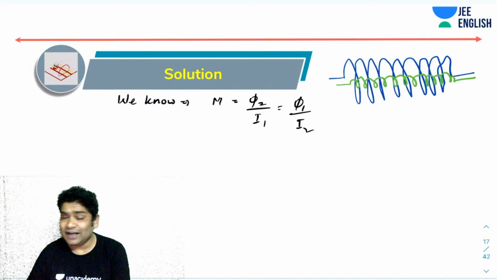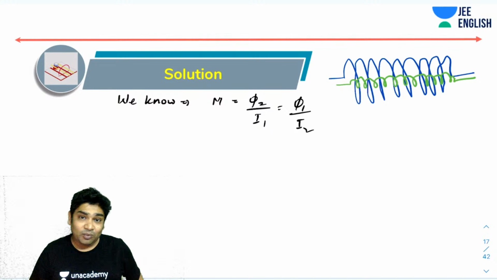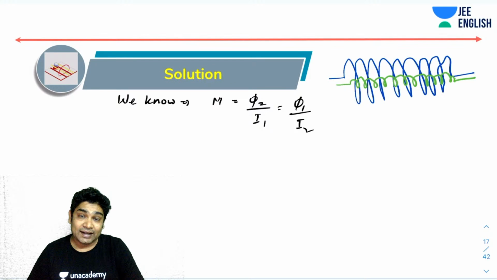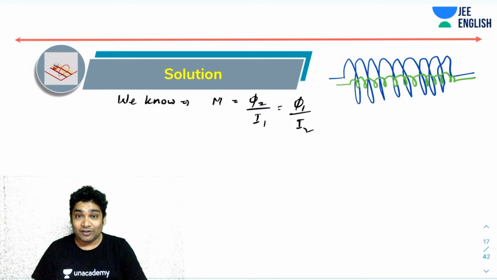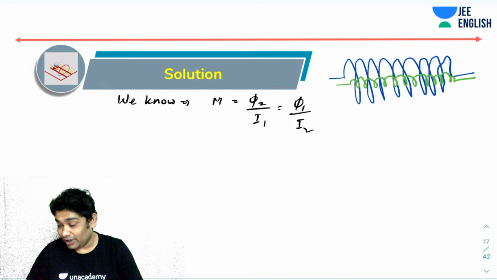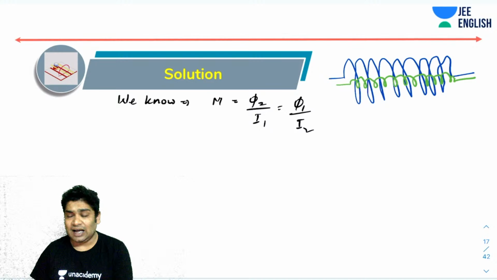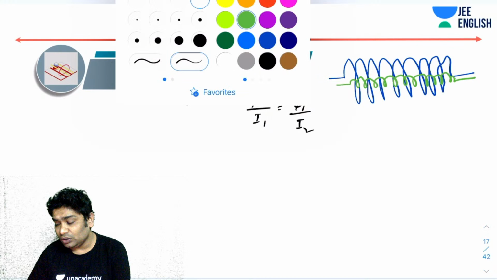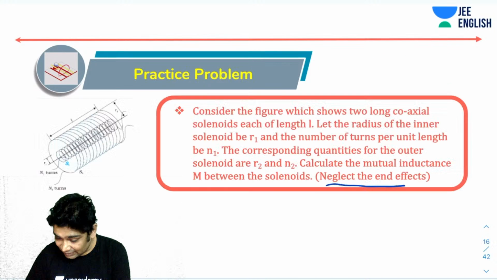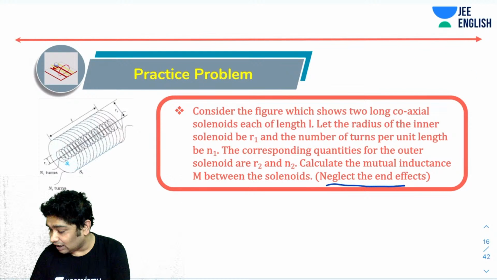So what we will try is we will solve for both the cases: when the current is flowing in the outer solenoid and when the current is flowing in the inner solenoid. And then we will also realize that, yes, in fact, the M coefficient will come out to be the same. So let's imagine that initially the current I1 is flowing through the coil inside. I think the radius of this was R1.